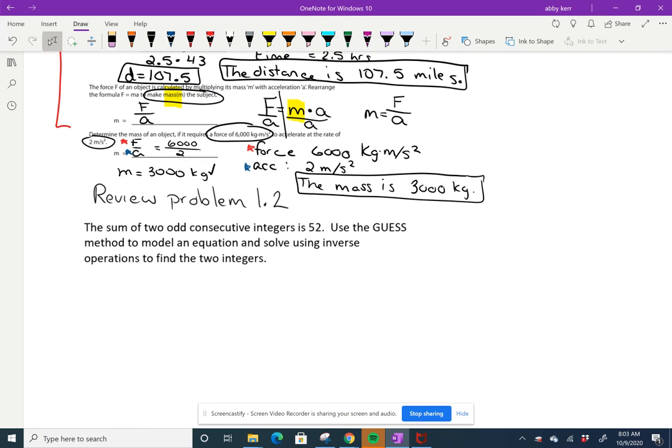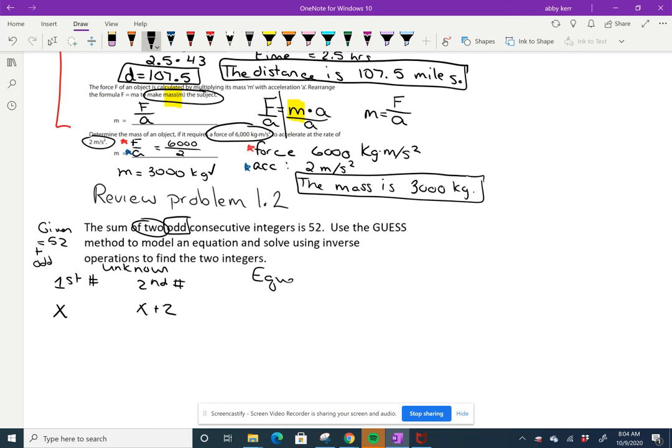Now, the review question. Remember we're dealing with two numbers. Some of you guys on your homework are trying to do more than two. Just be careful. Your first number is always going to be x. Odd means you're going to skip a number, so then it's x plus 2. So this is our unknown. And then our given was that it's going to equal 52. We're adding, and then don't forget your answers need to be odd.